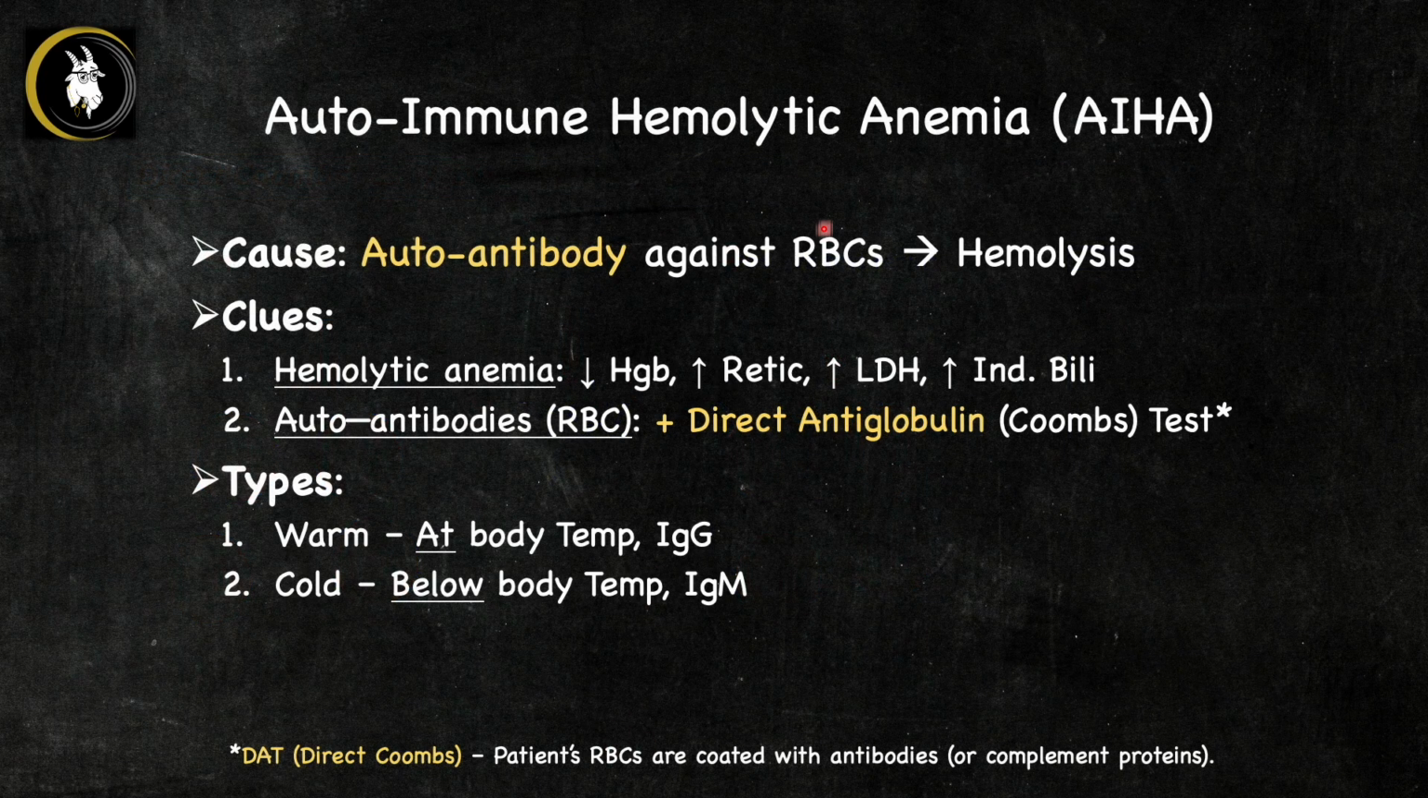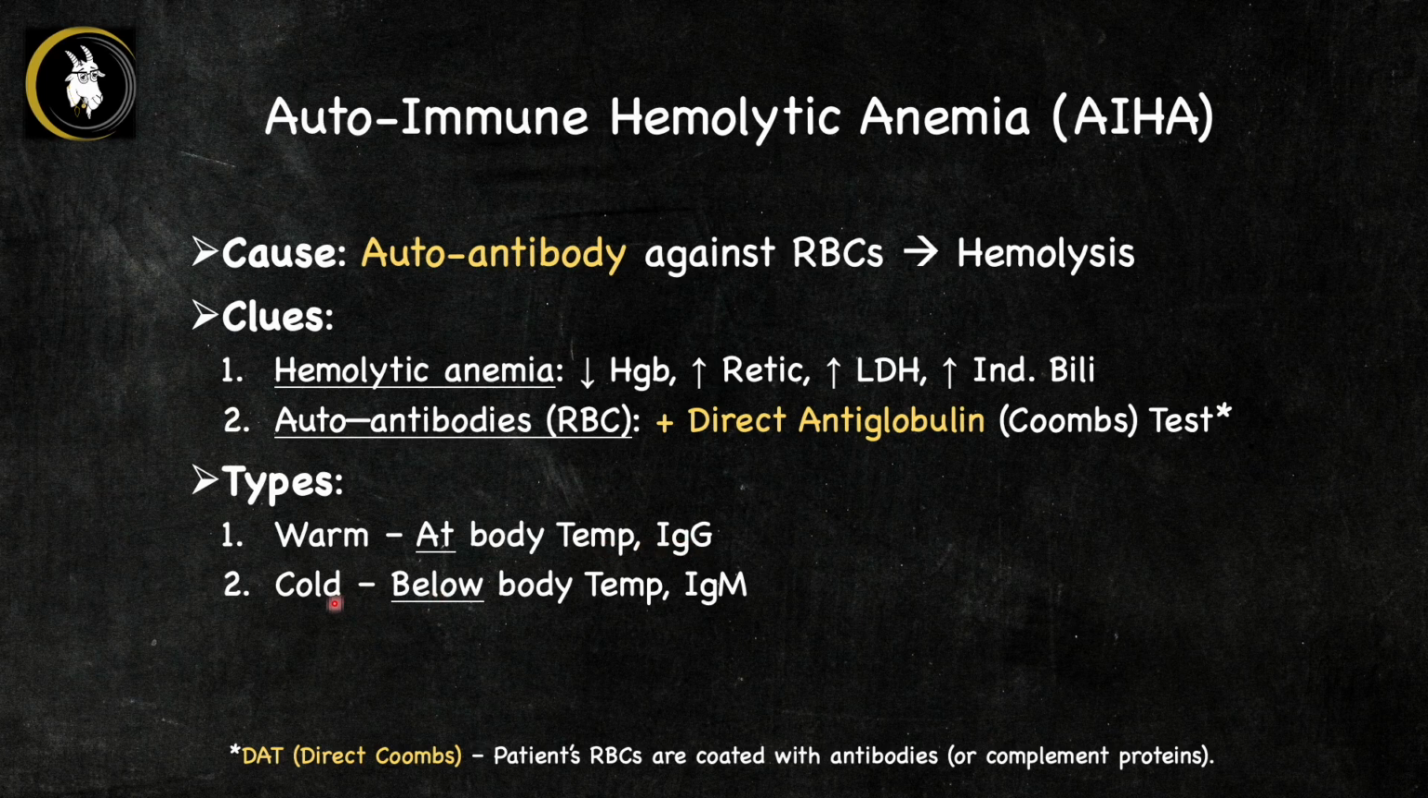All right, so now coming back to our overview of AIHA, we talked about the cause being autoantibodies against red blood cells causing hemolysis. We explained the labs of hemolytic anemia, and that to make the diagnosis of autoantibodies against the red blood cells, we need a positive direct Coombs test. The next thing to know is that there are two types of AIHA. We have a warm AIHA, which means that these autoantibodies are binding to the red blood cells at core body temperature, and the antibody class involved here is IgG.